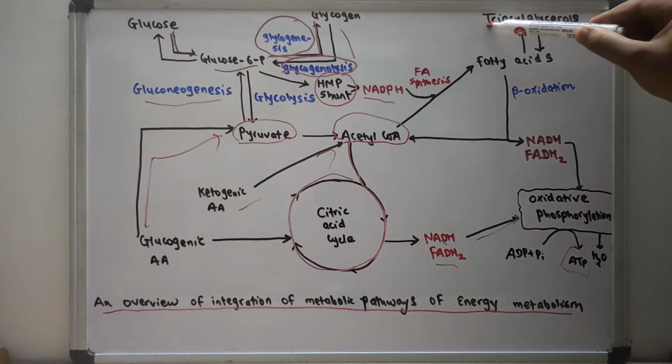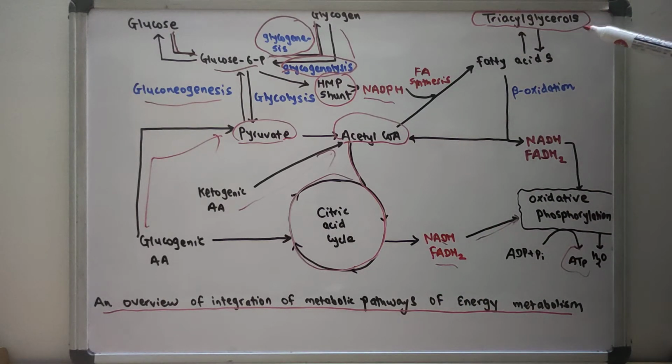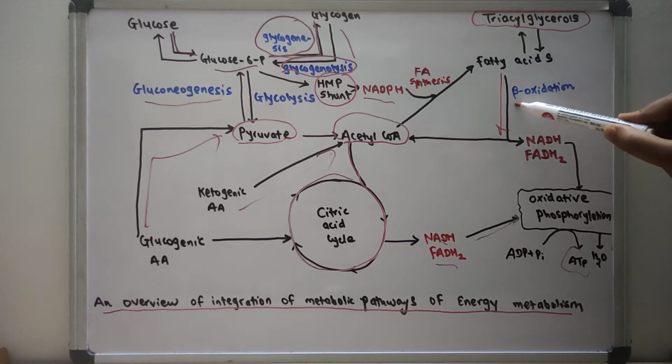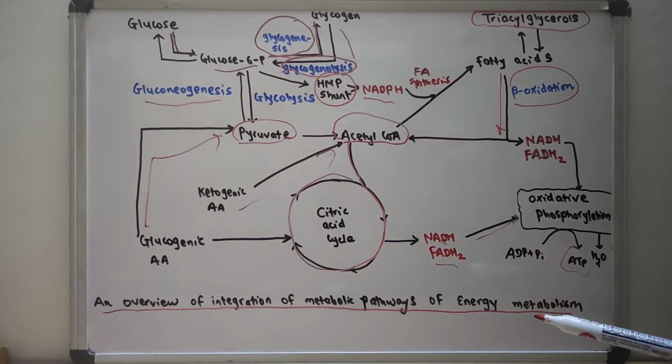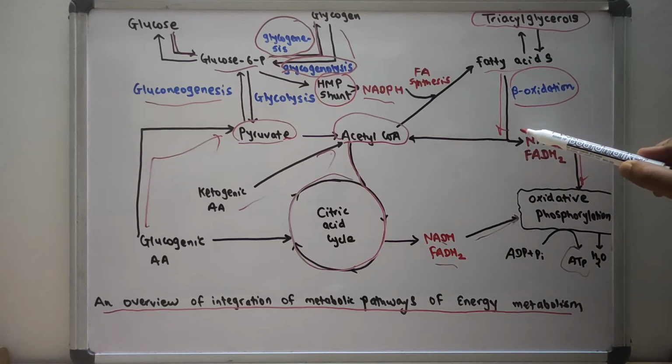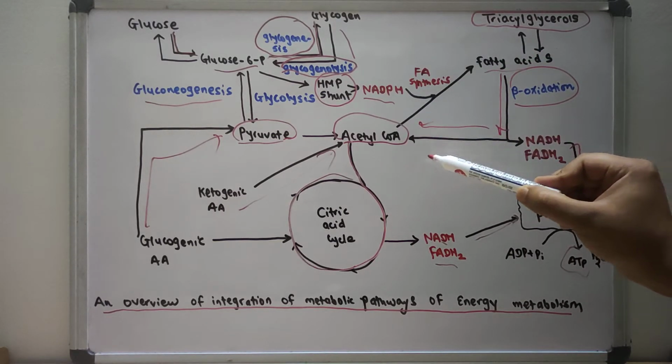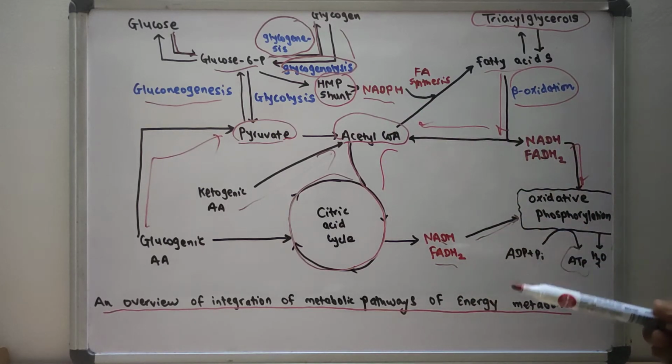So now we have triacylglycerol. From the triacylglycerol there could be the synthesis of fatty acid, and from the fatty acid through beta oxidation, NADH and FADH2 are acquired. So they enter oxidative phosphorylation, thereby creating ATP. Also the fatty acid can be converted to acetyl coenzyme A, which can enter the citric acid cycle, eventually creating NADH and FADH2 and ultimately creating ATP.